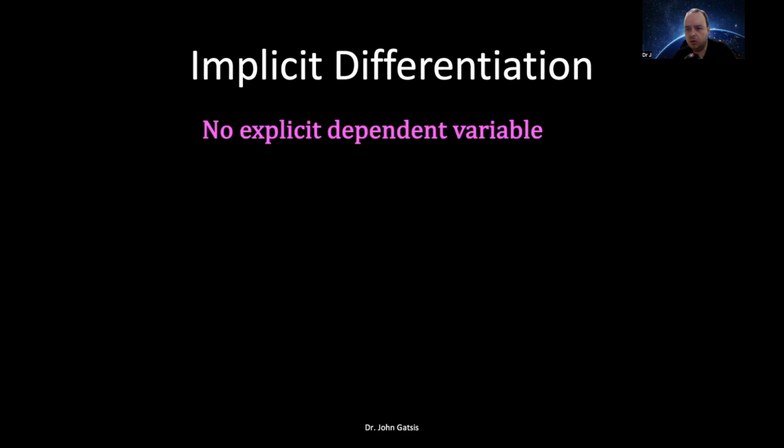We're going to take on a difficult topic for some people, which is implicit differentiation. So what is implicit differentiation and when do you use it? Let's talk about the different situations and get going on that. Okay, so no explicit dependent variable. What does that mean? It means that the y is not by itself. So if you have y as a function of x, that y is not isolated.